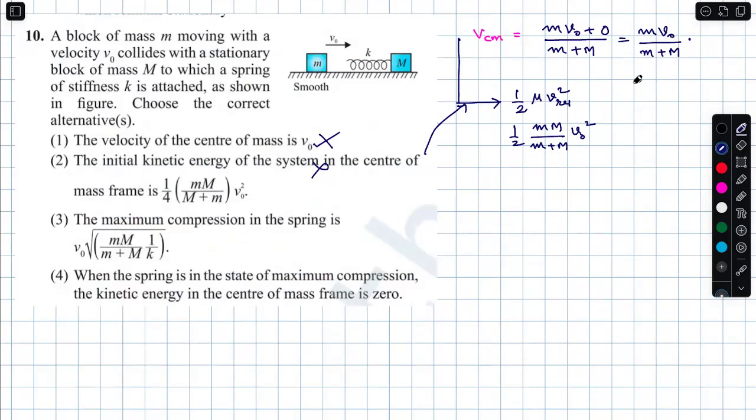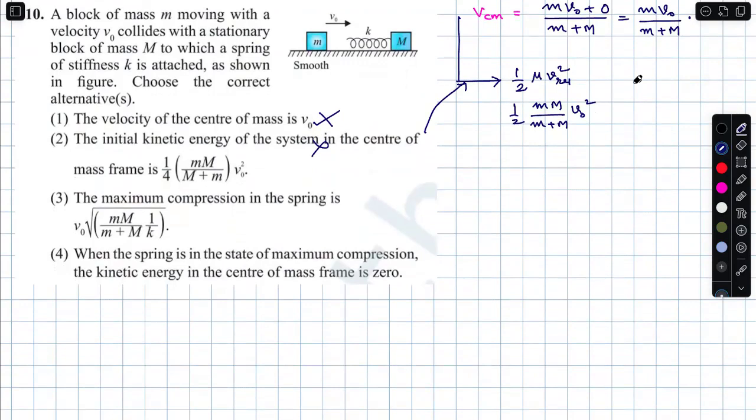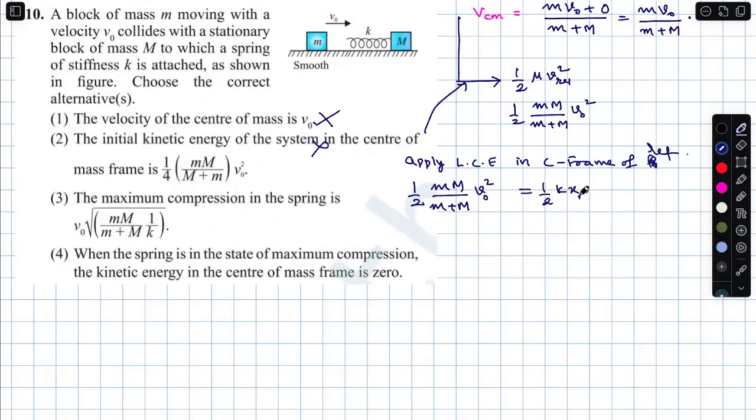Next. The maximum compression in the spring: apply the law of conservation of energy in the C frame of reference. Now, half small m capital M by small m plus capital M times V0 square is the total energy initially. Finally, the entire energy is half k x maximum square. And why are you not writing the kinetic energy term in the C frame?